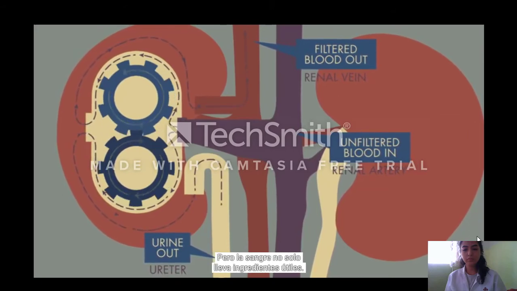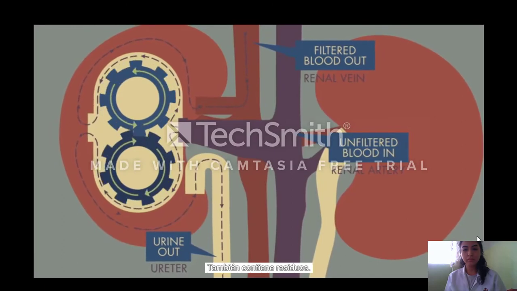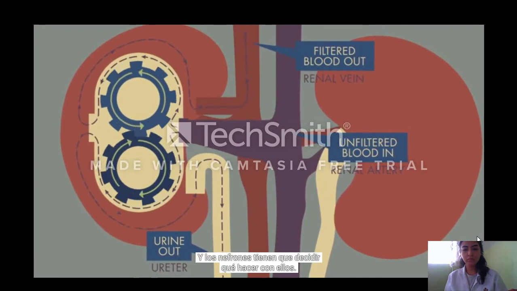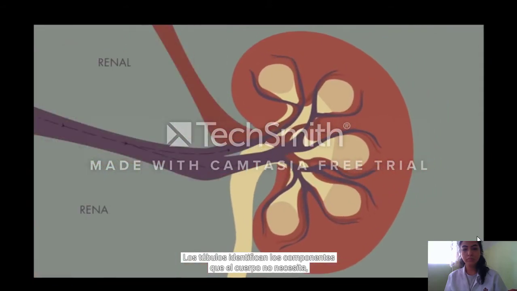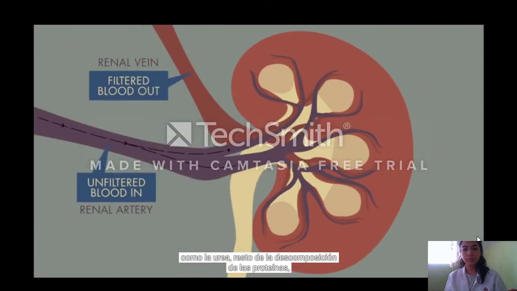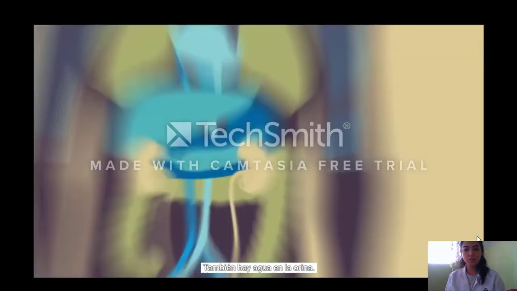But the blood doesn't only carry useful ingredients. It contains waste products too, and the nephrons have to figure out what to do with them. The tubules sense compounds the body doesn't need, like urea, left over from the breakdown of proteins, and redirects them as urine, out of the kidneys and through 2 long sewers called ureters. These tubes empty their contents into the bladder to be discharged, ridding your body of that waste once and for all. There's water in that urine too.